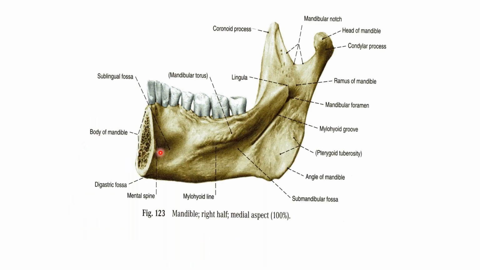Now this is the inner aspect of the mandible, and from here we can clearly appreciate where the mylohyoid line is situated, from where the mylohyoid muscle is taking its origin. Below this mylohyoid line, this fossa is the submandibular fossa. This is an important relation of the gland called the submandibular gland, which is situated in the submandibular fossa, below the mylohyoid line.